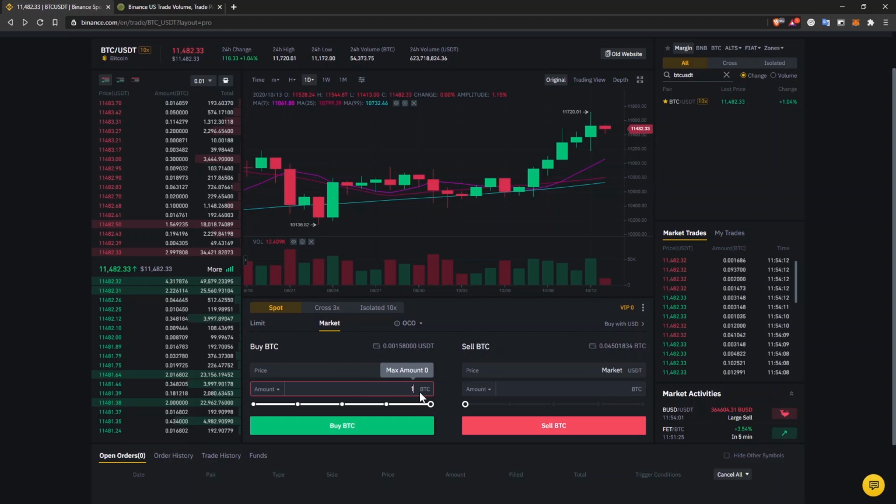But if I want to buy 10 Bitcoins, then it will have to go, so I have to change the precision to see that.